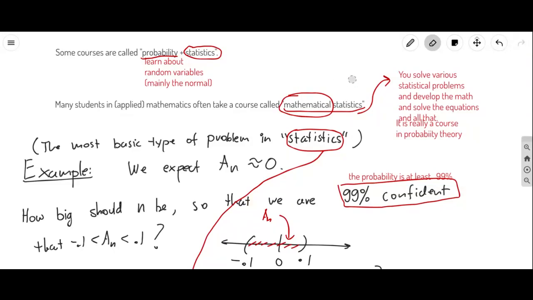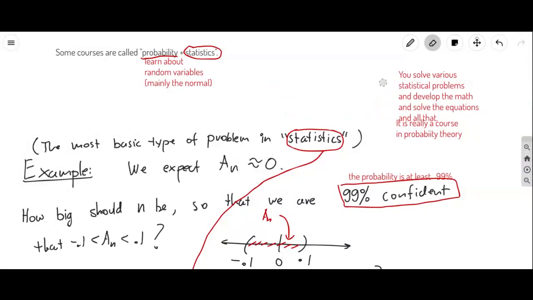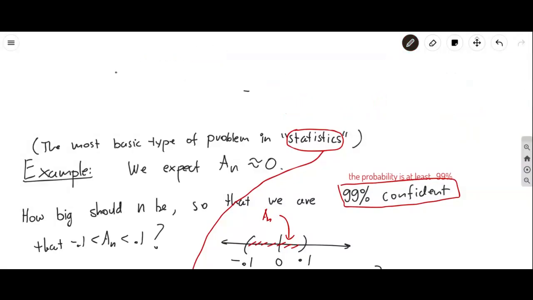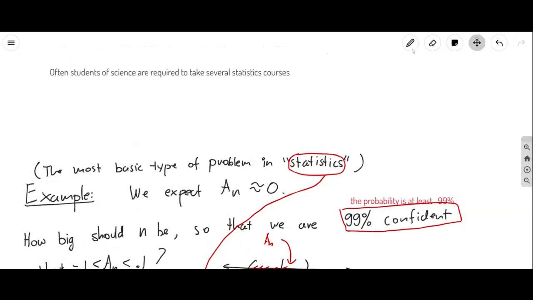Now, here's the part which you might find rather interesting. Continuing with courses, often students of science are required to take several statistics courses. This is common in psychology. I know that in psychology, they make students take lots of statistics courses. And also in economics. Some people might take issue with calling it a science.